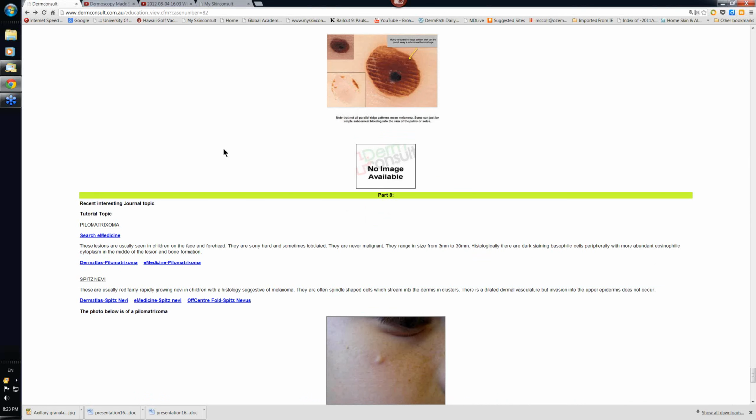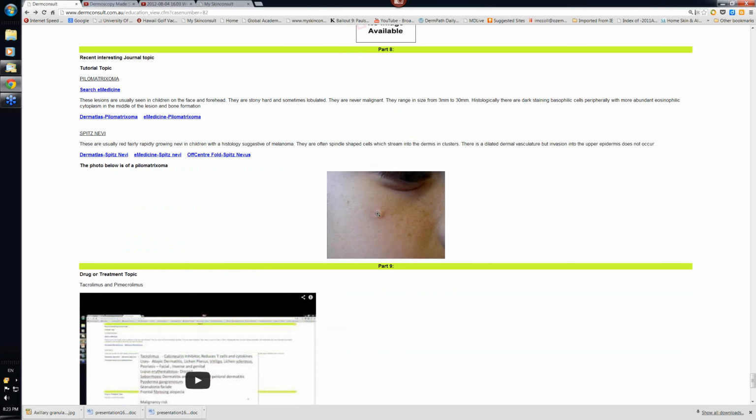We're also going to have a look at pilomatrixomas. I'll deal with those and look at these various references in the main module. This is the typical presentation of a pilomatrixoma. Usually a child on the cheek, firm, and I mean really firm, rock hard type nodule there. And that's because there's calcification within these.